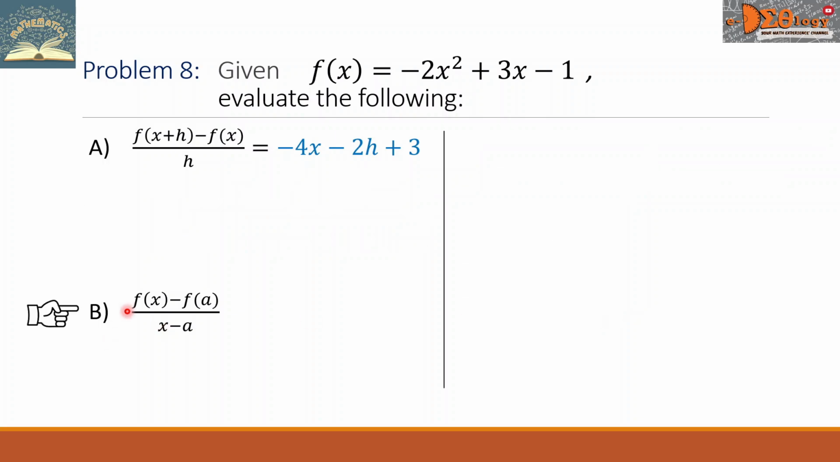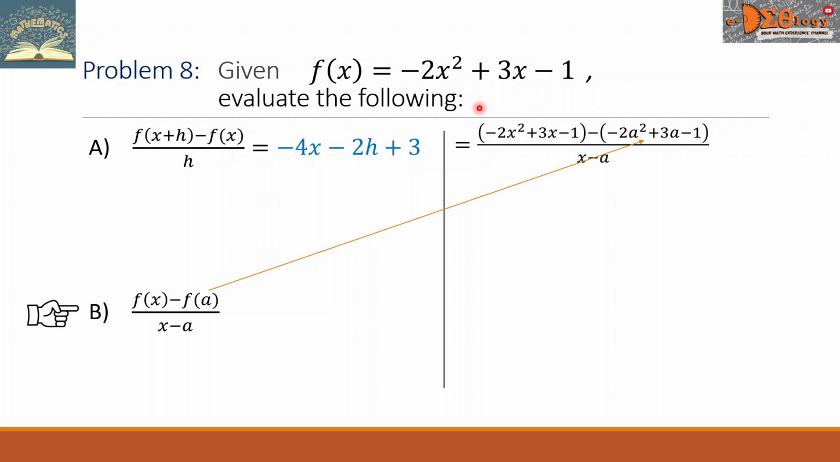Let's have letter B, f of x minus f of a all over x minus a. Let us now substitute the corresponding values. It becomes like this. This f of x is the given function, then minus the f of a. We evaluate the function based on a. That means we simply change each x by a. So it becomes like this.